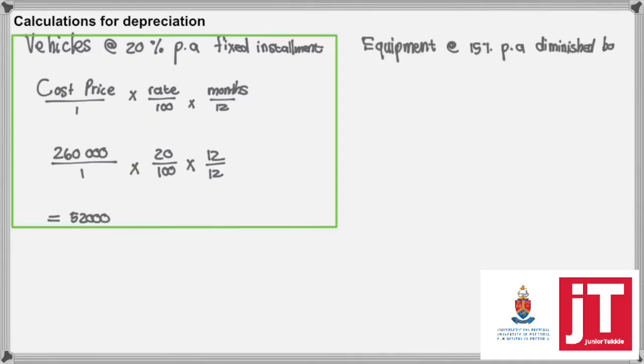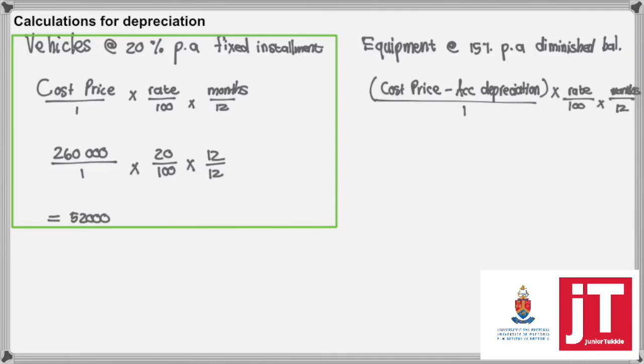So we have equipment at 15% per annum at the diminished balance method. Diminished means, remember, to minus off or to make less. So our formula has to change. So cost price minus accumulated depreciation over 1 times rate over 100 times months over 12. Now this accumulated depreciation must be the opening balance for accumulated depreciation for the entire lifespan of the asset.